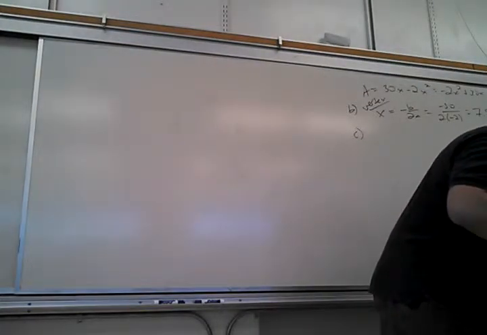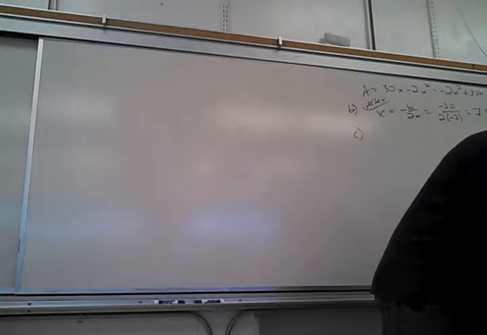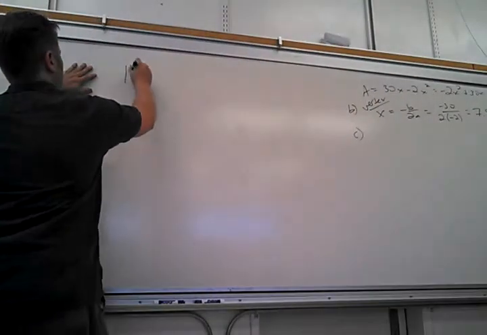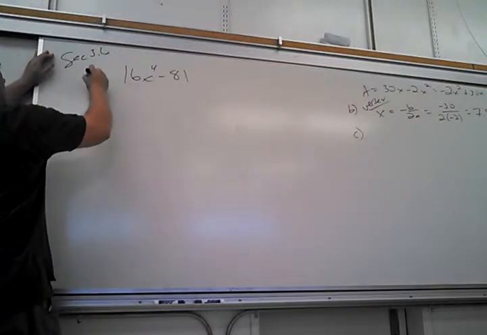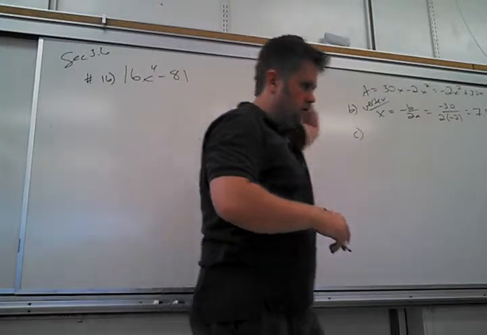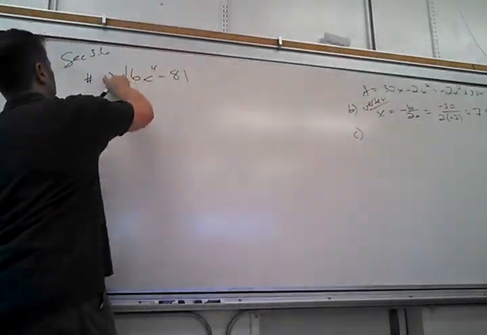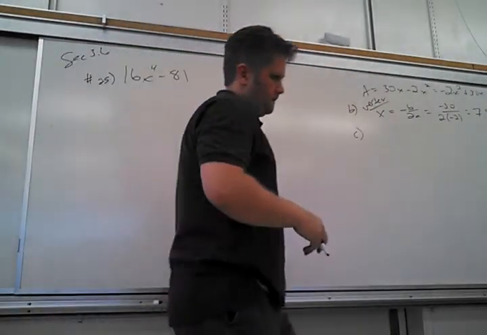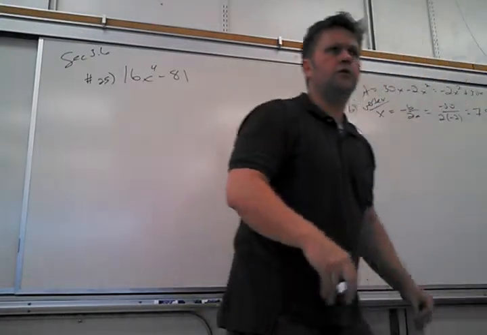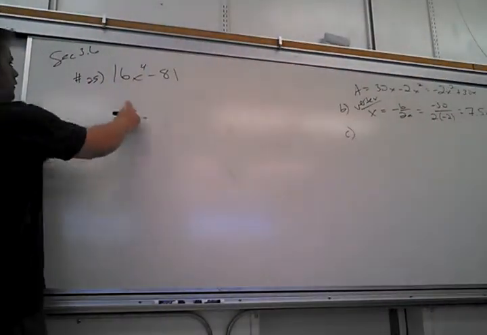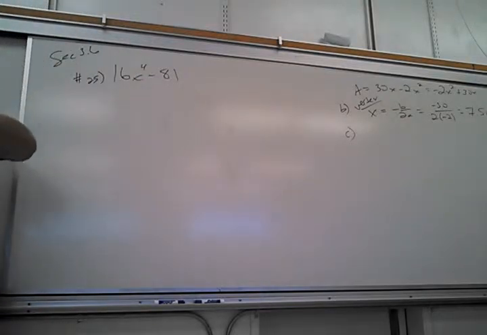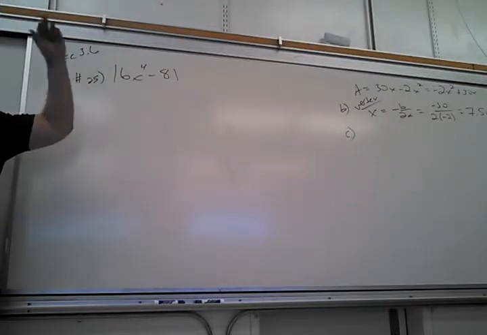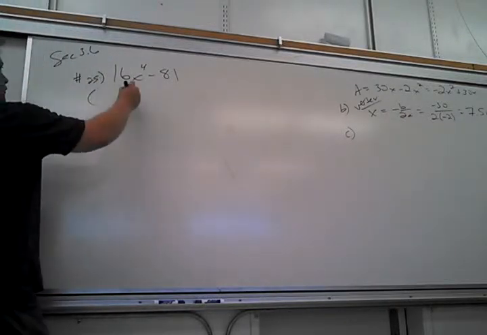Which one is it? 25. Oh, wait. 16x to the 4th. This is section 3.6. So this is the one, right? Yeah. Okay. So the very first step, hopefully, is not that big of a deal. It's only got two terms, so what could it be? Difference of squares. Squares or cubes. It's definitely not cubes. It's got to be squares. Everything's something to cut in half. So what's the first step?